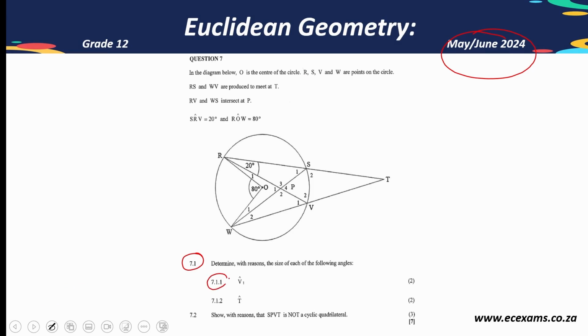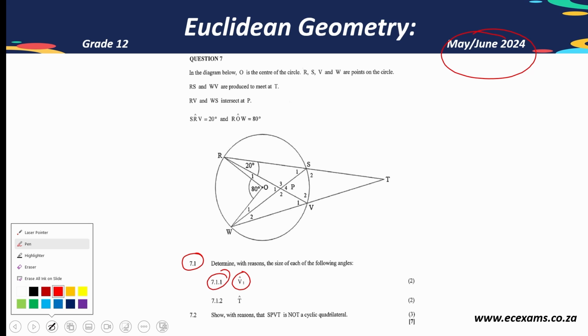So in other words, what I'm saying is we need to start with question 7.1.1. And we need to find what is angle V1. Right, let's get into it.